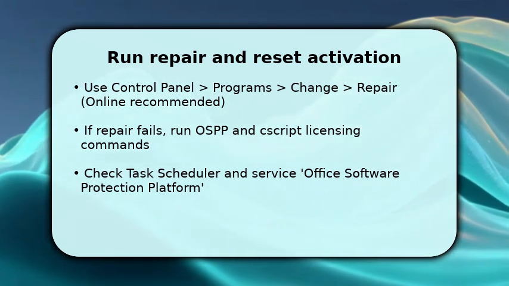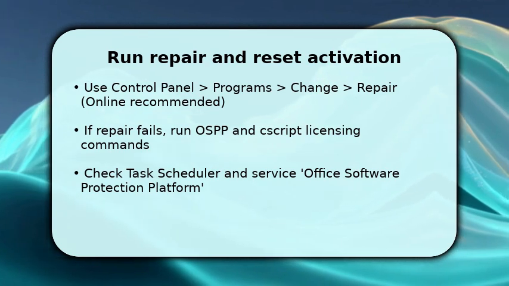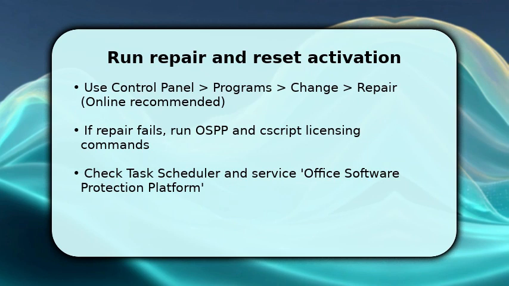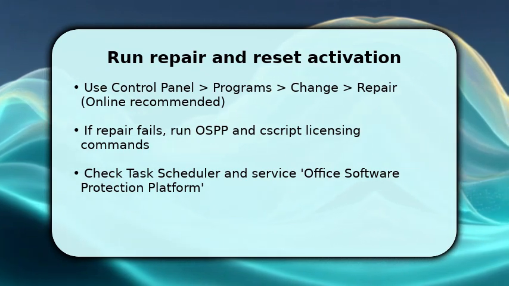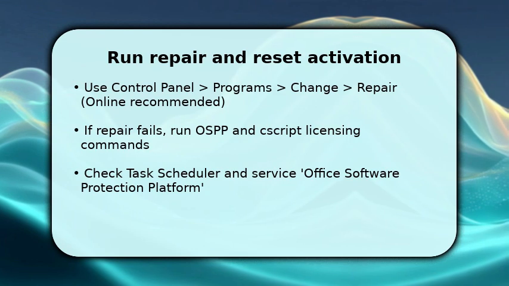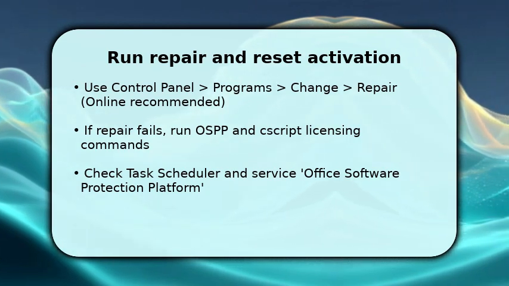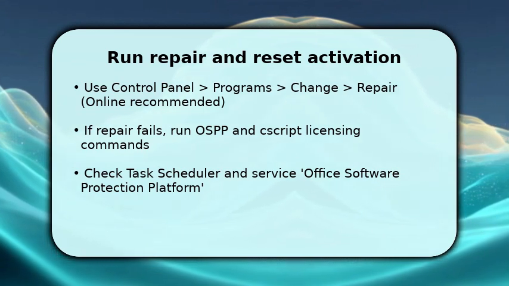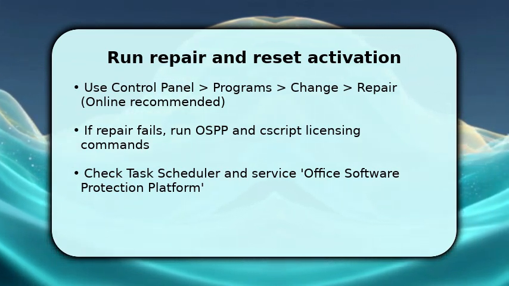If that does not restore activation, open an elevated command prompt and use OSP.VBS commands to rearm and relicense. These reset licensing tokens and force Office to request a new activation. Also inspect Task Scheduler and the Office Software Protection Platform Service. If they are disabled, enable them.